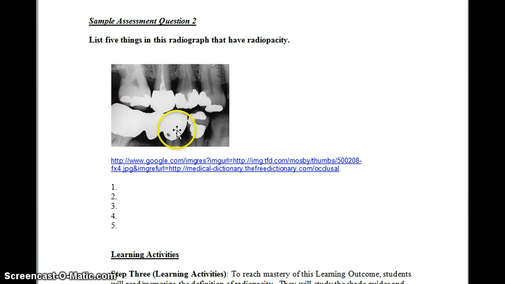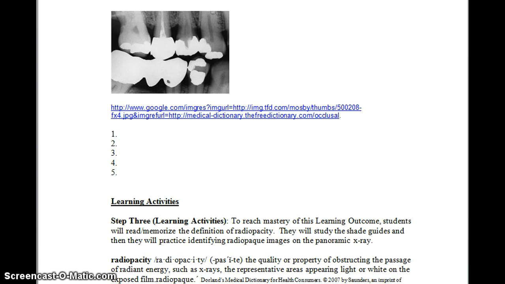We have a 3-unit bridge, we have a filling, we have enamel on a tooth, we have a single crown. This white stripe going up the root of the tooth is called gutta percha. Also bone. So they've got a lot to choose from. Just list 5 things in the radiograph that have radiopacity.